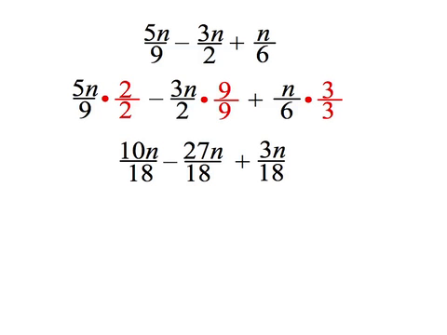We combine those 3 numerators. The denominator is going to be 18, and the numerators combine to be negative 14n. And this is the first one. We can simplify this fraction. Negative 14 over 18, of course, is negative 7 over 9. We still have the n, so our final fraction is negative 7n over 9.